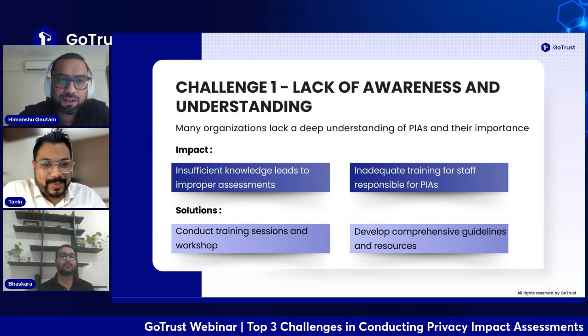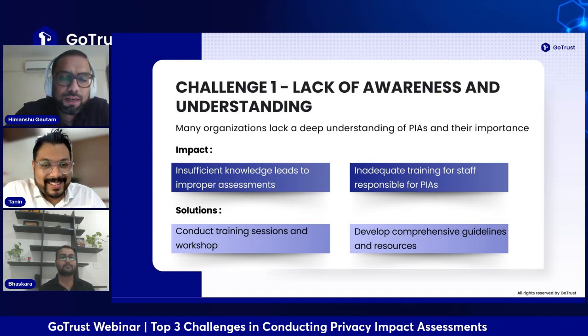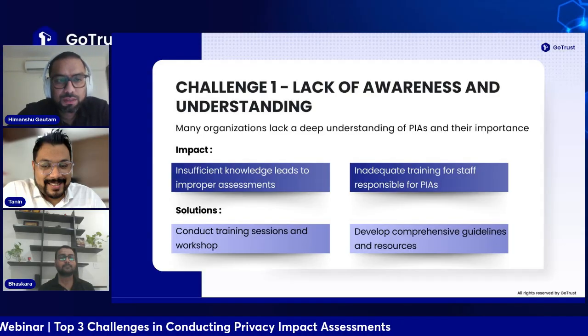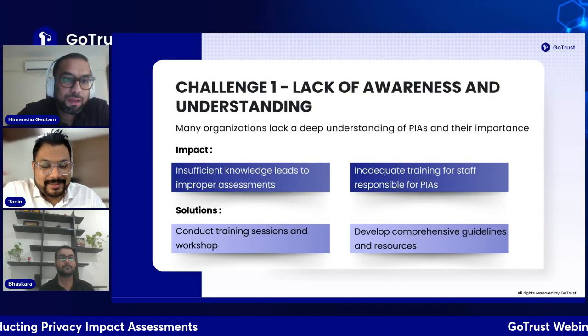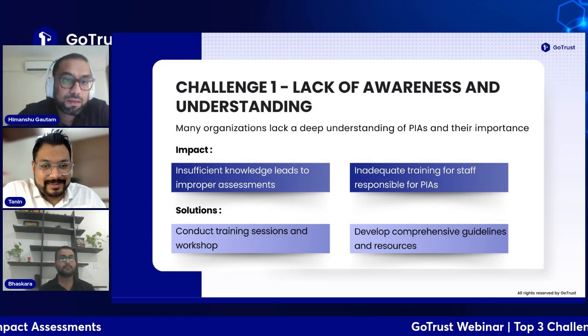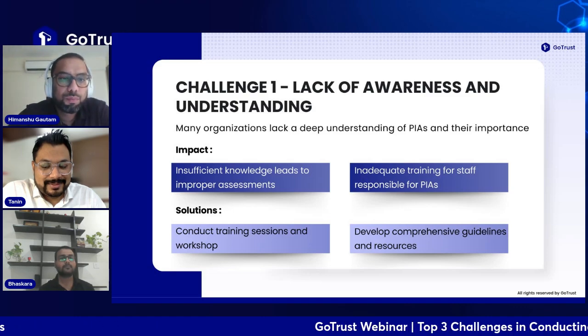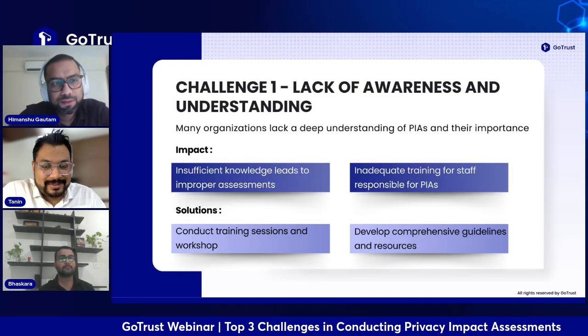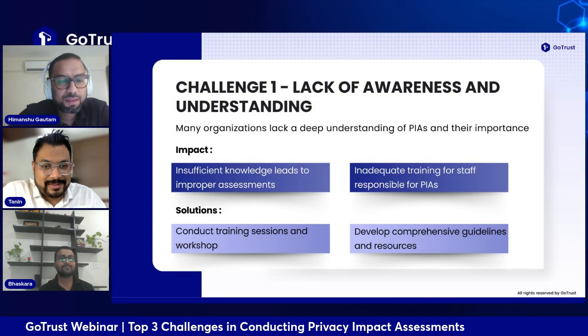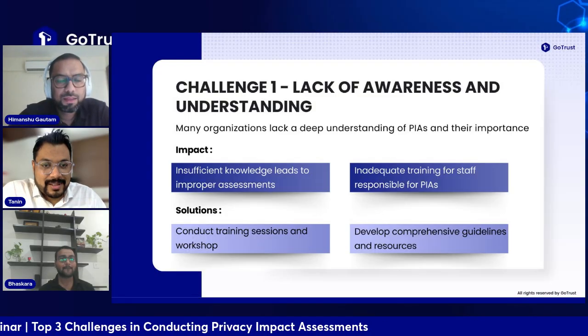So now let's take the first challenge which was here, and then we go further on to our discussion. Lack of awareness and understanding. Many organizations lack a deep understanding of DPIAs and their importance. Do we agree with this in the Indian context, Tanil? Yes, let me take it.